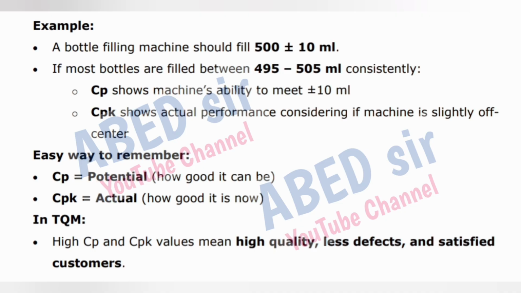Easy way to remember. CP is equal to potential, how good it can be. CPK is equal to actual, how good it is now. In TQM, high CP and CPK values mean high quality, fewer defects, and satisfied customers.